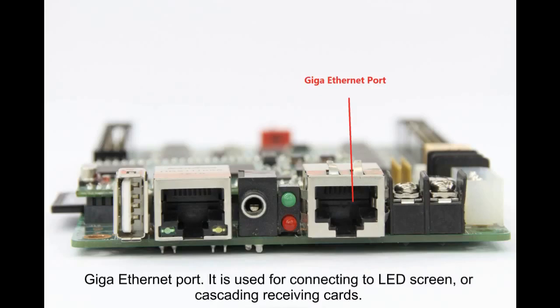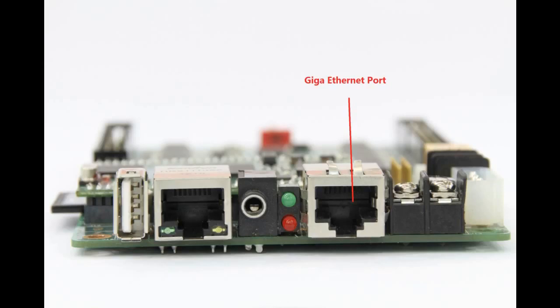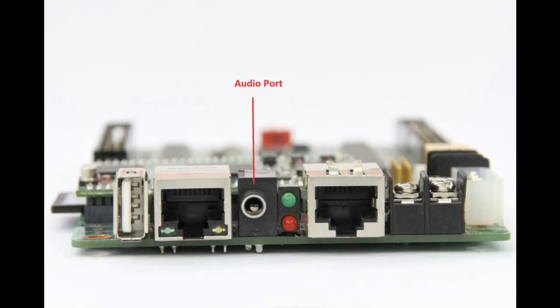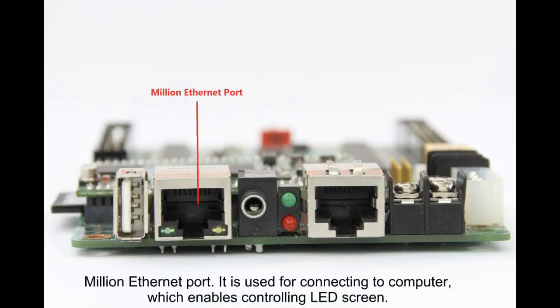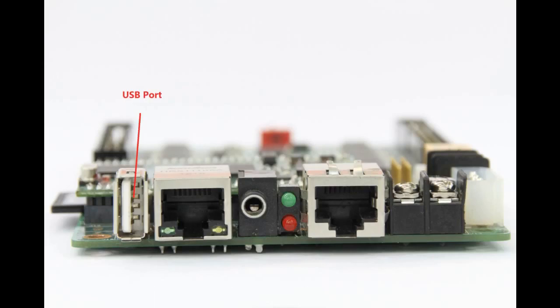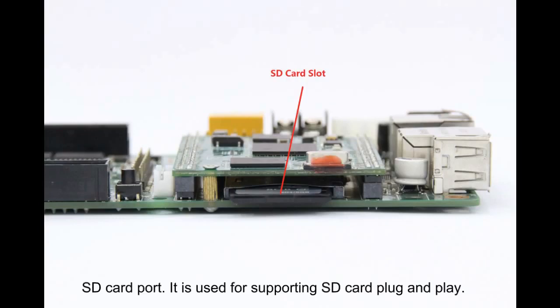Giga Ethernet port is used for connecting to LED screen or cascading receiving cards. Status indicator is used for checking work status about PSD100. Audio port is used for audio input. Mini Ethernet port is used for connecting to computer, which enables controlling LED screen. USB port is used for supporting U-Disk plug and play. SD card port is used for supporting SD card plug and play.